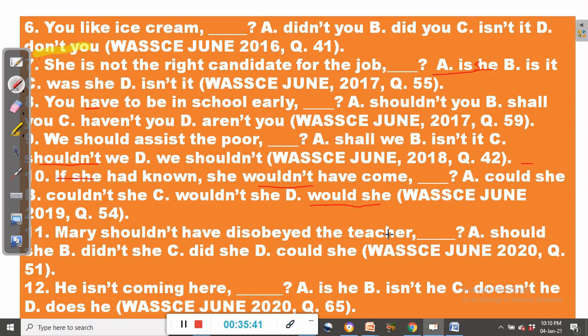11. Mary shouldn't have disobeyed the teacher. Should she? All right, so should she? This is from WASSCE of June 2020, question 51. Then question 12. He isn't coming here. Is he? All right, so it is negative, positive. Present tense, present tense. All right, so that's exactly the way question tag questions should be answered.